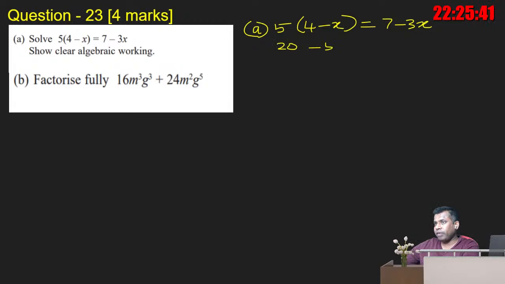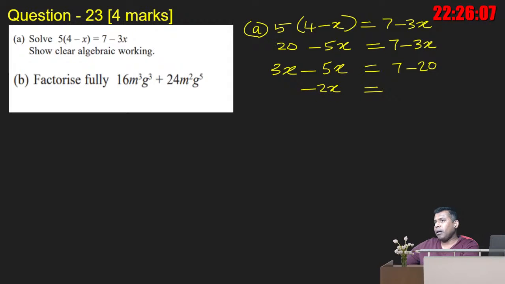So 20 minus 5x equals 7 minus 3x. And now bring everything to one side. So minus 3x comes to the left hand side: plus 3x minus 5x, and 7 minus 20. 3x minus 5x is minus 2x, equals 7 minus 20, which is minus 13. So x equals 13 divided by 2, which is 6.5.